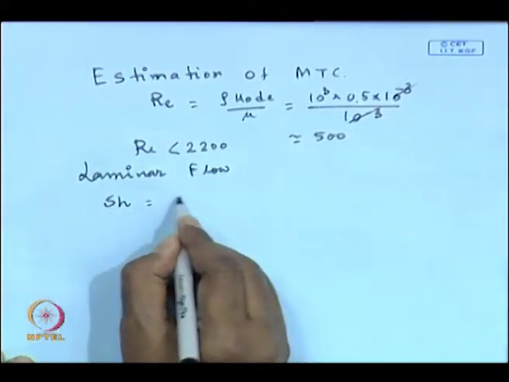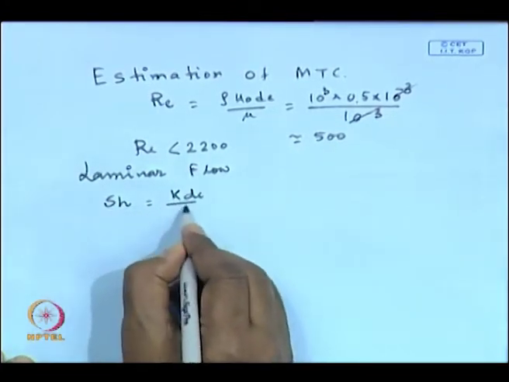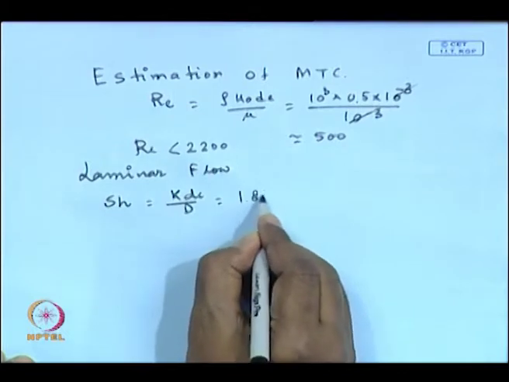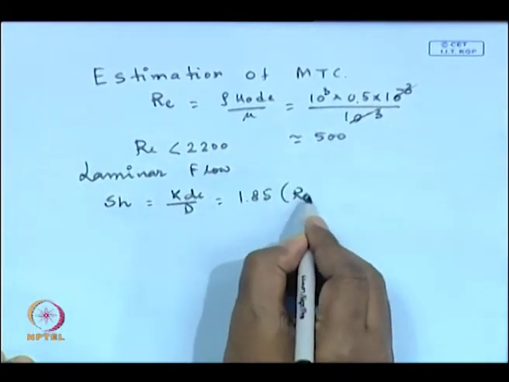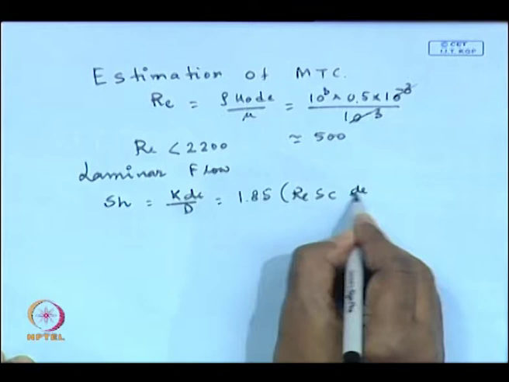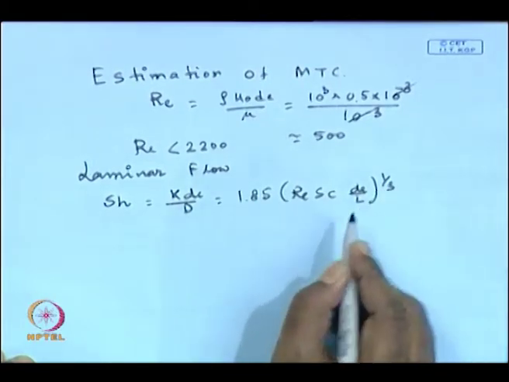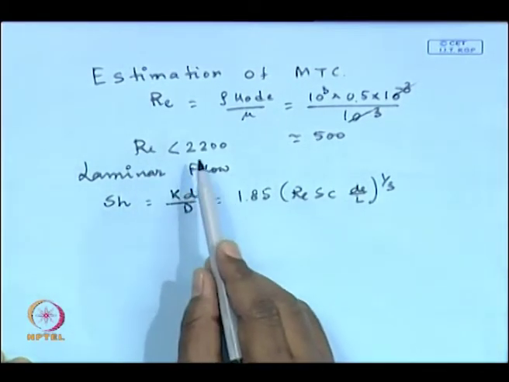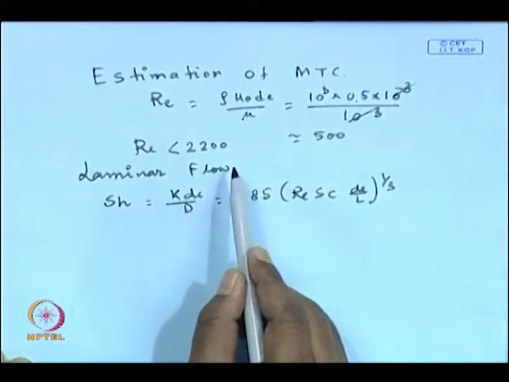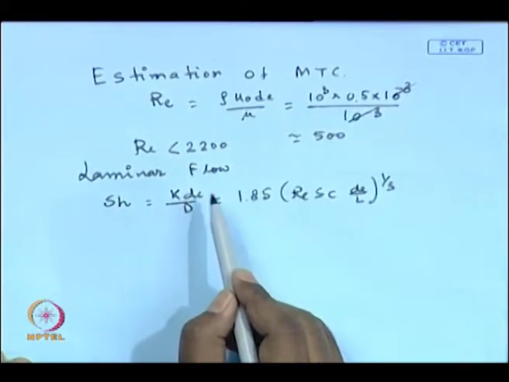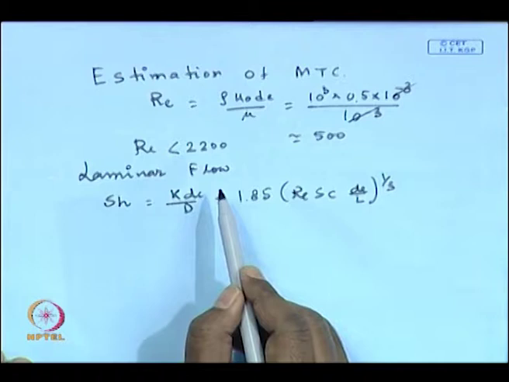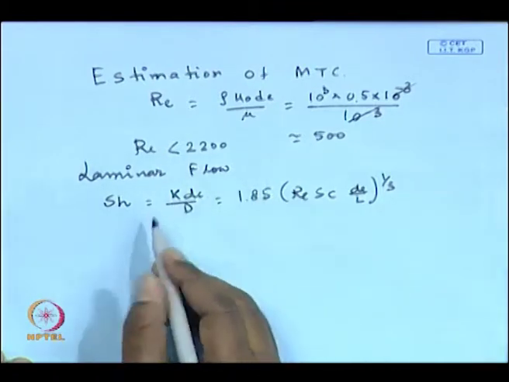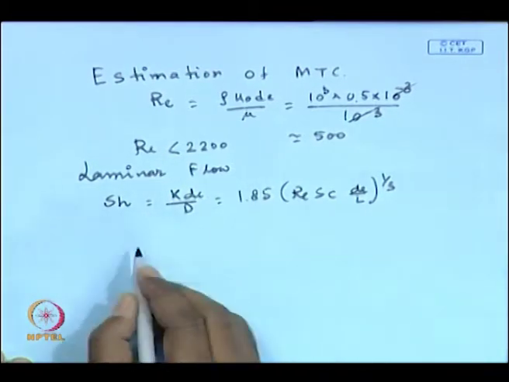the laminar flow regime, that is K dE by D is nothing but 1.85 Reynolds Schmidt d by L raised to the power 1 upon 3. If this Reynolds number would have turned out to be around more than 4000, I would have taken the Sherwood number relationship for the turbulent flow as the Dittus-Boelter relationship. Okay. So, you can calculate.